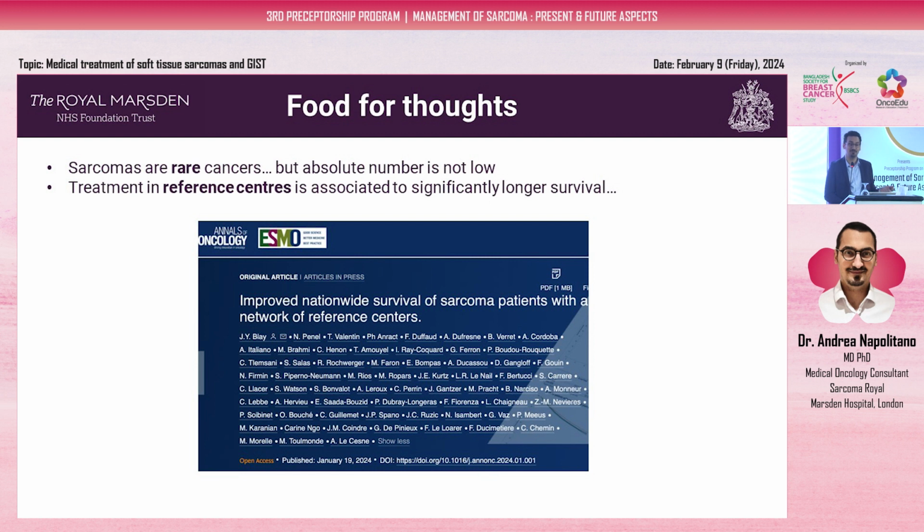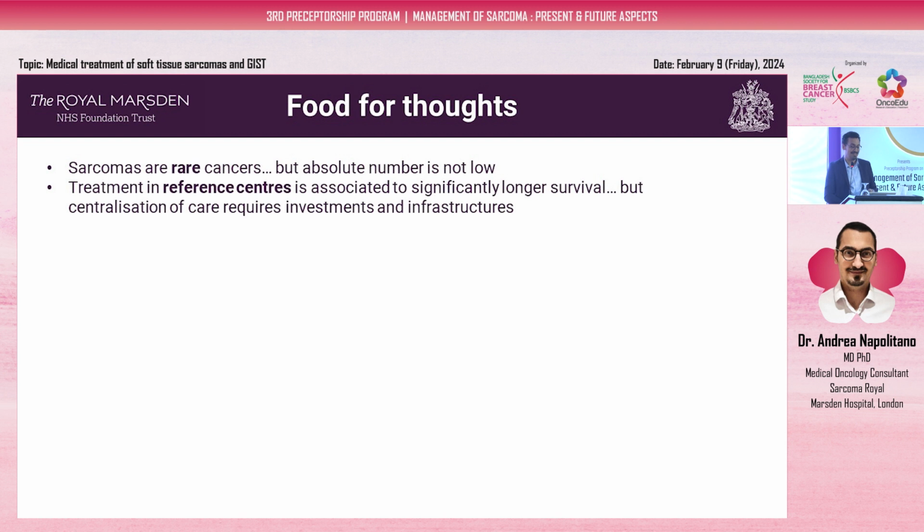But it's really easy to talk about reference centers in some countries. Centralization of care requires investments, infrastructure and national support, because you have to actively discourage treatment in small centers. You have to promote and you have to educate. So this is really another key message. It's easy to say treatment in reference centers, but we should think about how to build these infrastructures and how to push governments to help build them.